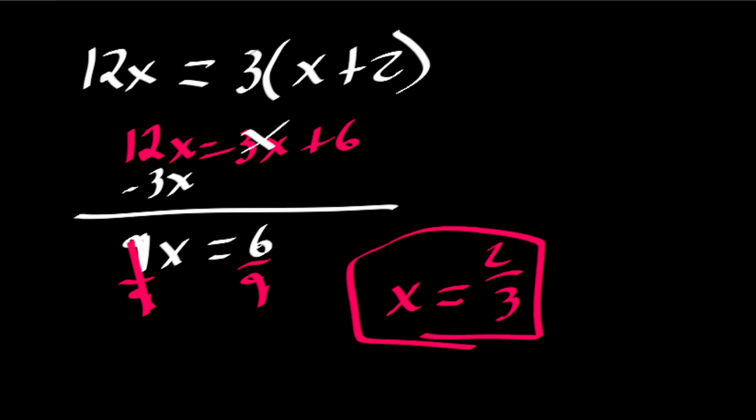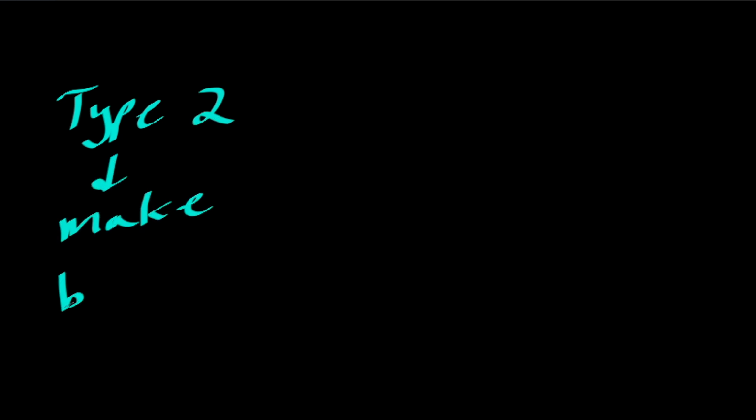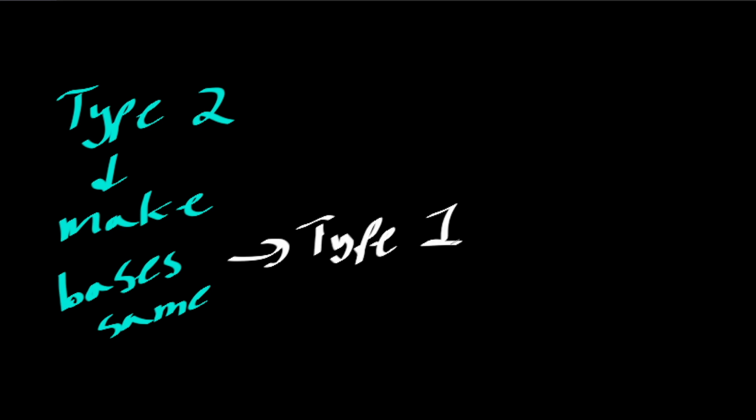So once again, this video is going to cover type 1 common base examples and type 2 uncommon base examples. But honestly, when you have a type 2, once you make the bases the same, it turns into a type 1. So you make the bases the same, and then it just becomes a type 1 problem where you can cancel your bases, and that's the whole point of getting the bases the same.